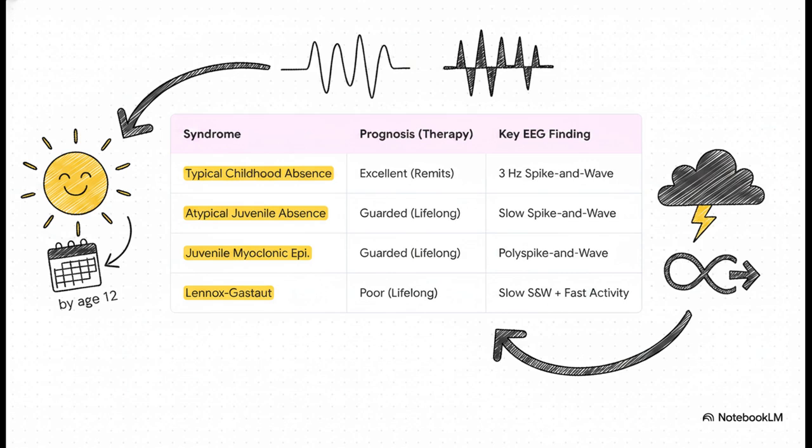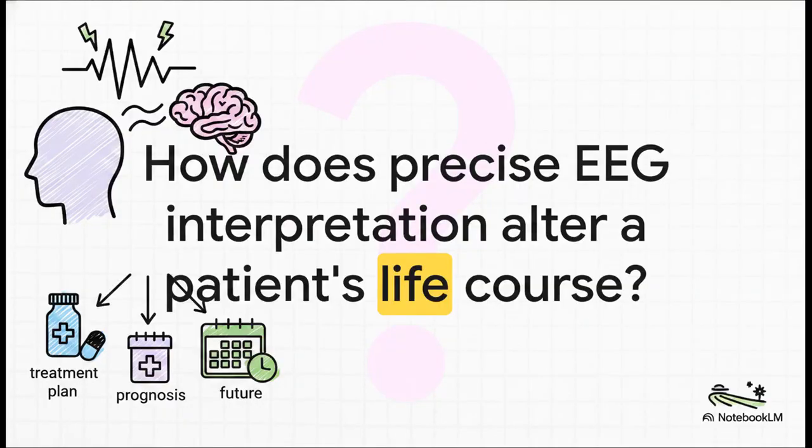The ability to distinguish between these syndromes, using the clinical history and specific EEG findings like a 3 Hz spike wave versus a polyspike wave, that is what determines whether a patient needs just a few years of therapy or if they face a lifelong condition with vastly different outcomes. And this brings us right to our ultimate takeaway, framed as a question. Think about it, the meticulous work of clinical and electrophysiological differentiation. It's not just some academic exercise. It is the practice that fundamentally shapes a patient's diagnosis, their treatment plan, their prognosis, and ultimately their entire future. Precision here changes everything.